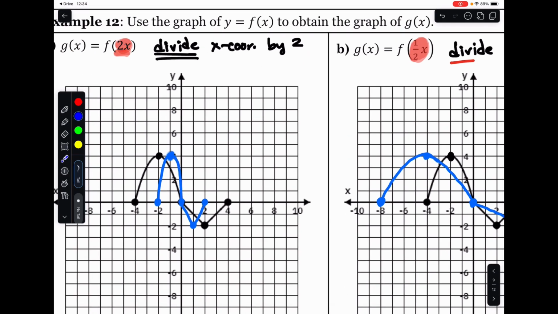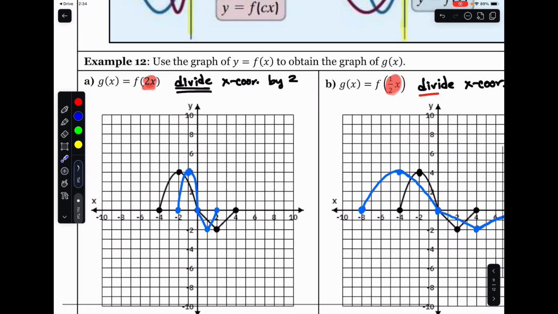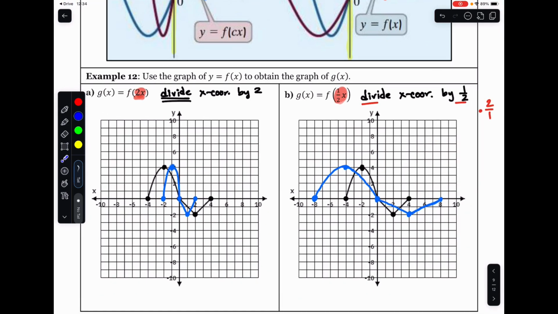And very similar to vertical dilations, simply doing the operation, like in this case dividing, will automatically shrink or stretch the graph appropriately and give you where the position is going to be.